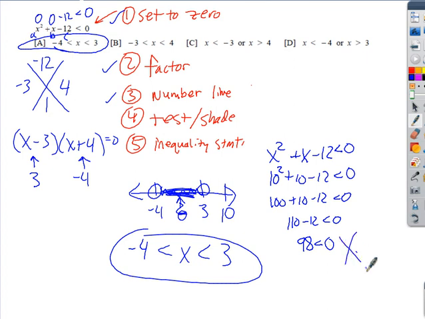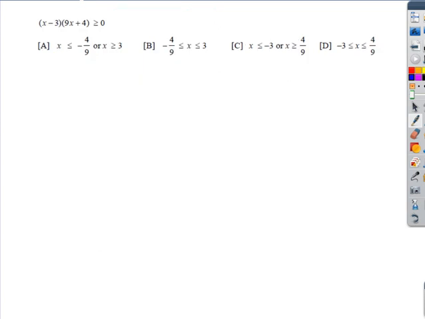Okay. Last one. Thanks for sticking with me. Now, the cool thing about this one is it's already set to 0. Number 2, it's already been factored. Because you might be looking at this one going, ooh, I don't know what to do. But it's already been factored.